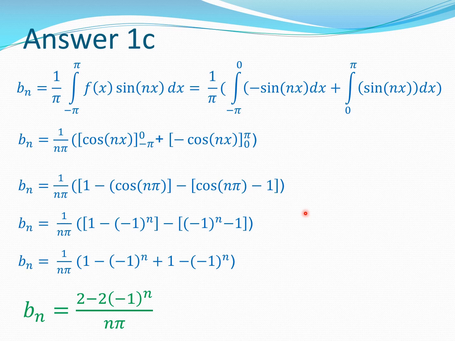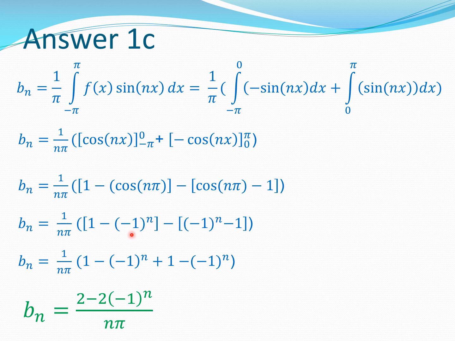But I can simplify this because I know that cos n pi is minus 1 to the power n. You can verify this using your calculator: cos n pi keeps varying from negative 1 to 1. For example, if n is 1, this is going to be negative 1.